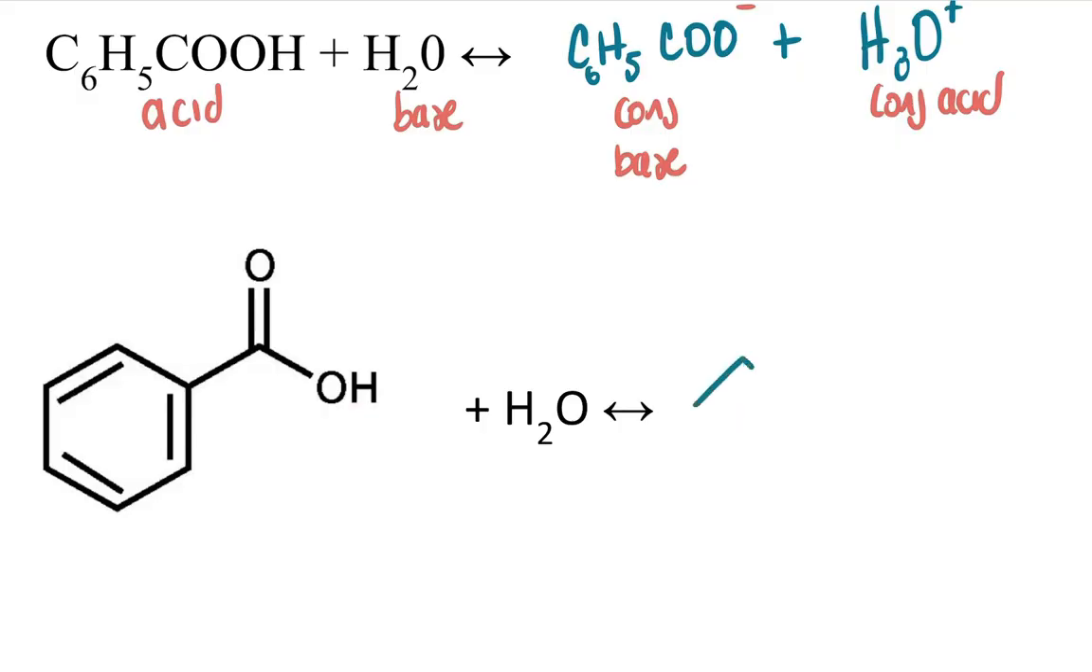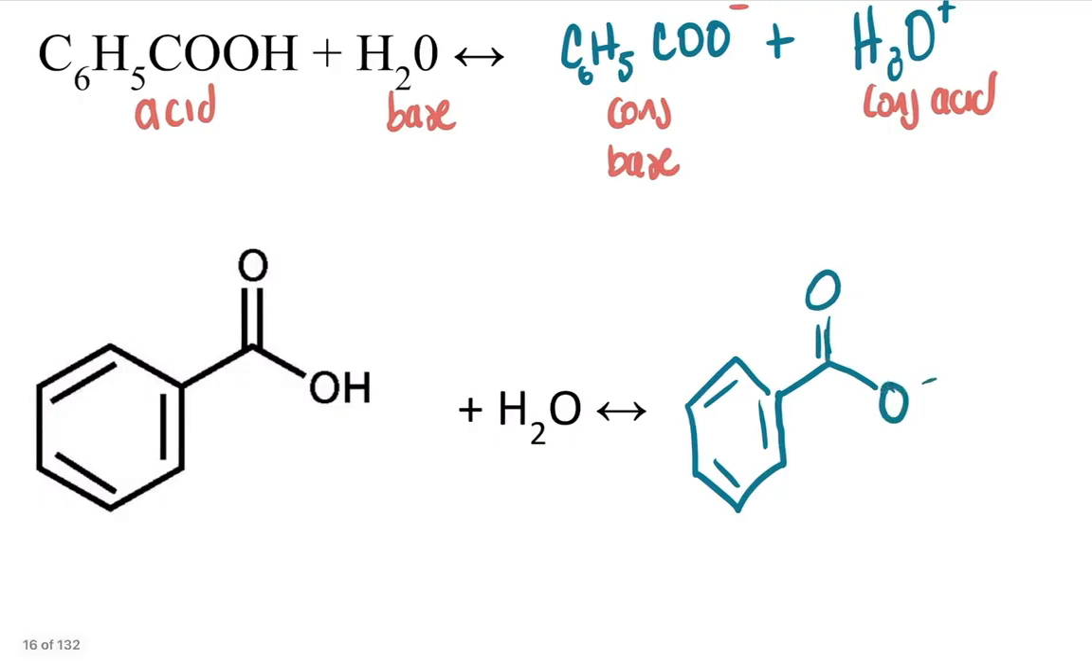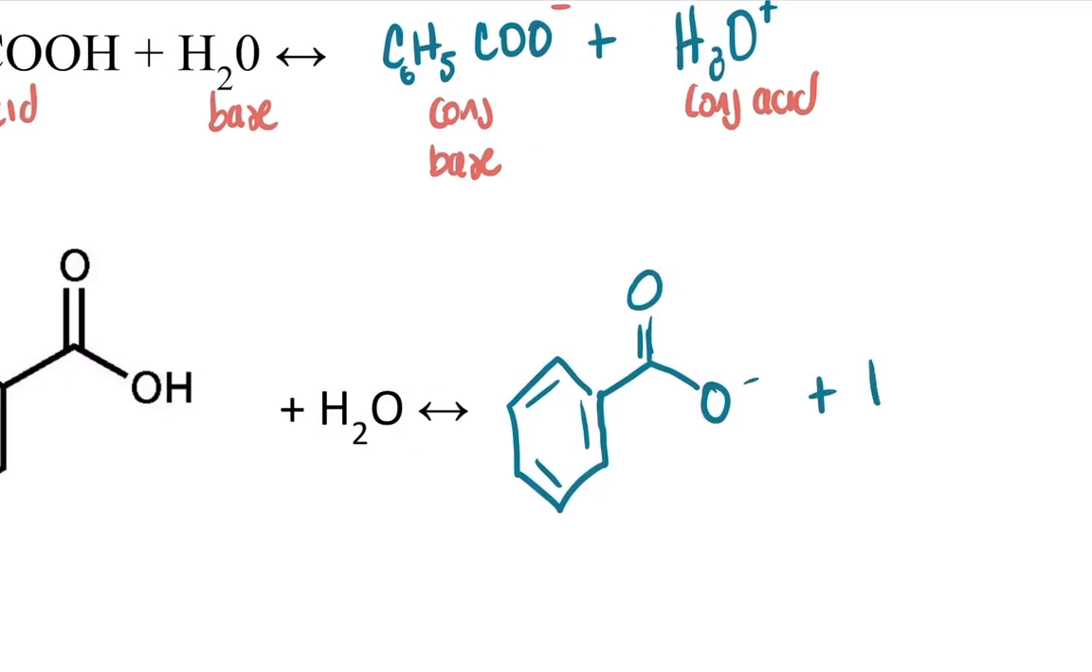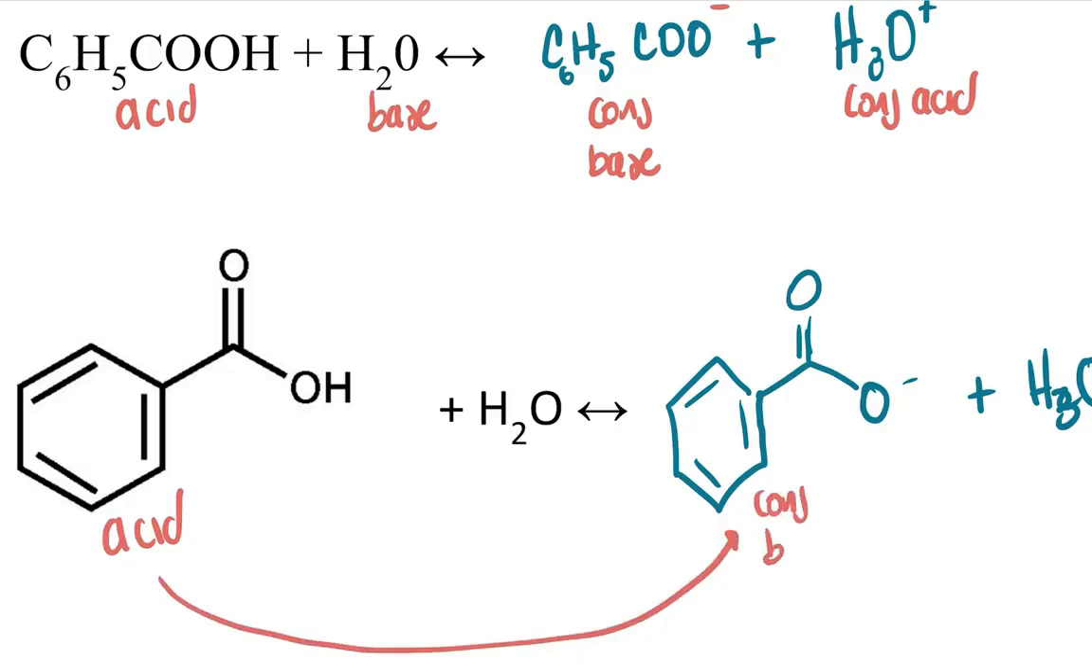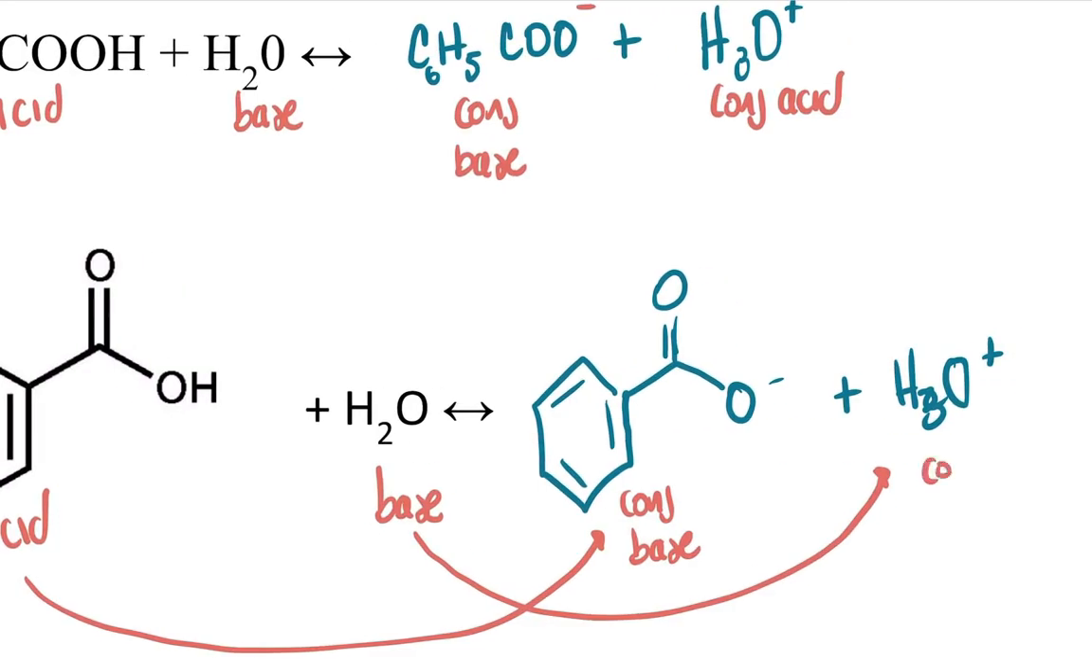compound where we have our oxygen by itself, like this, and H2O, H3O plus. This is our acid. And the form that it takes in the products is the conjugate base. This is the base, and the form that it takes is the conjugate acid.